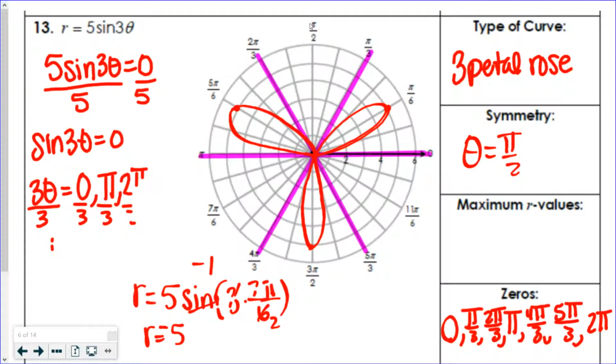My maximum value, the furthest I went out, was 5 on any of the spokes. All right, that's it for number 13. I'll try to hit 14 and 15 before I have to leave for the day.